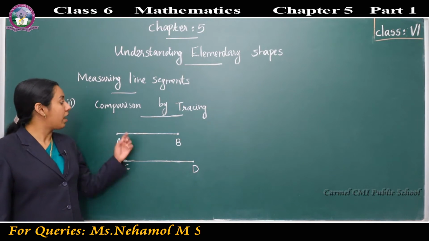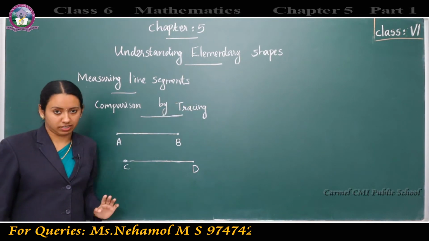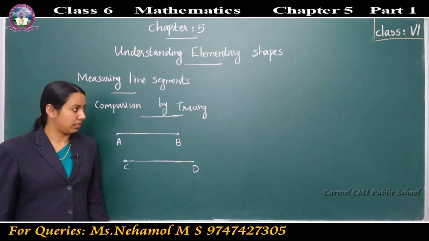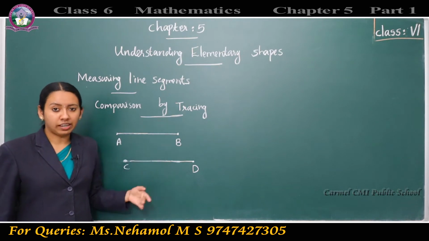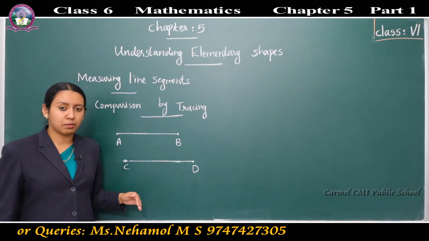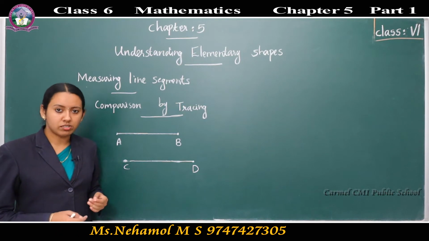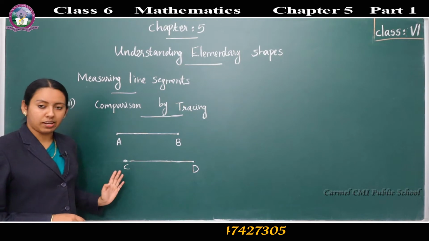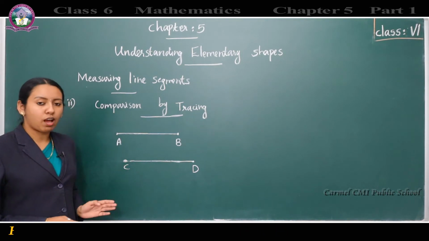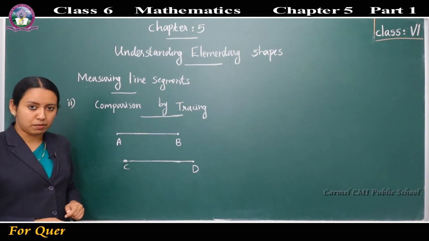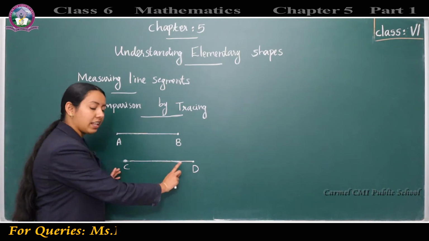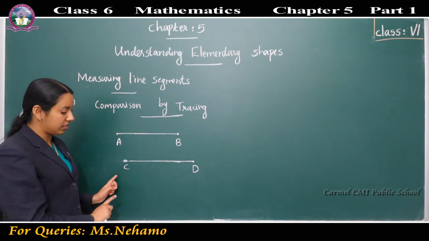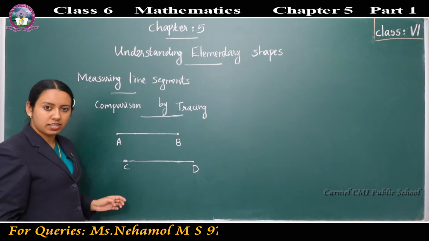Next method is comparison by tracing. That means by using a tracing paper. What is a tracing paper? It is a transparent sheet of paper. In this method, if two line segments AB and CD are given, first we have to take the tracing paper, then trace the line segment CD.